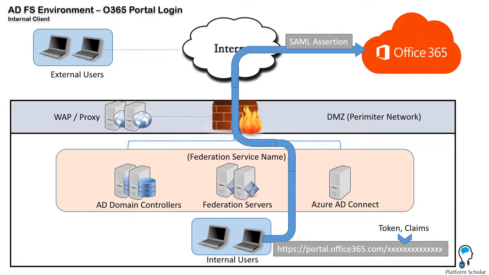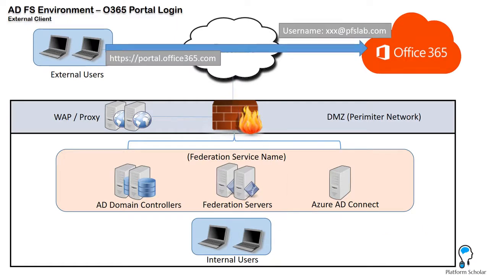And the format of this token and claims and session info is called SAML, S-A-M-L, or Security Assertion Markup Language. And the ability for a client to access Office 365 by specifying a URL that has all this information is called the SAML assertion. Next thing you know, the user's logged into Office 365.